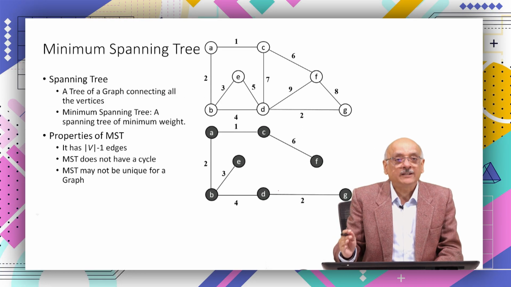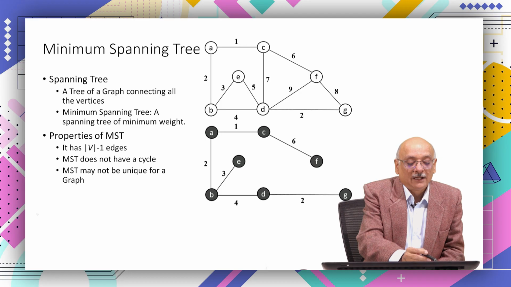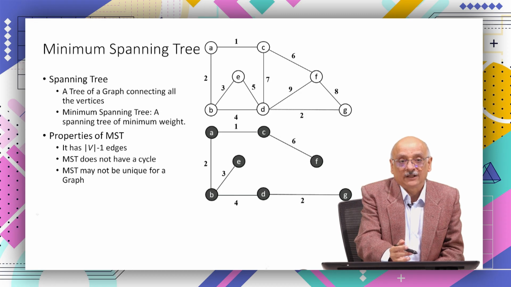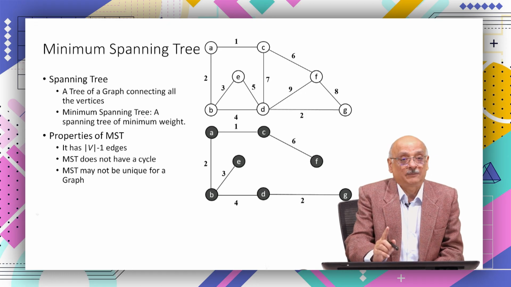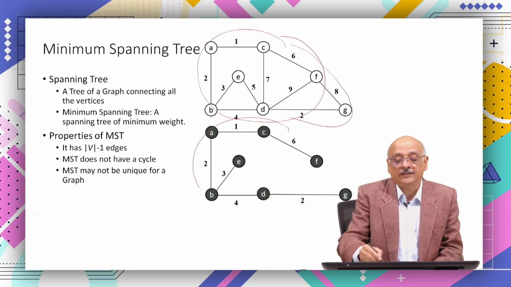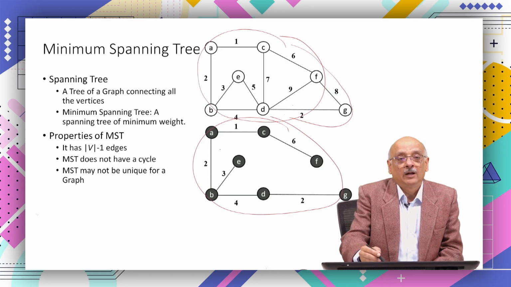What is a minimum spanning tree? A spanning tree is a tree of a graph consisting of all the vertices, and a minimum spanning tree is the tree with the minimum weight. If I refer to this complete graph, the minimum spanning tree is over here, which consists of the minimum weight edges in this particular case.